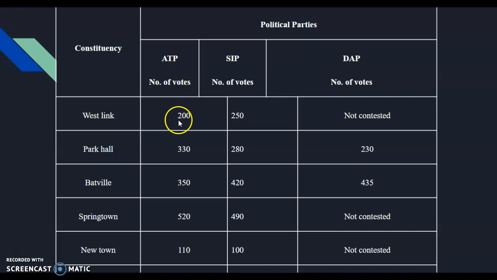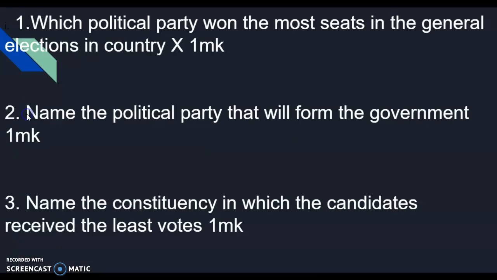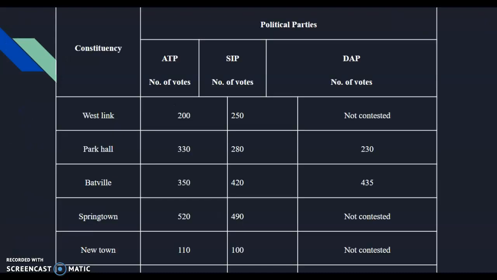Now, even though ATP won 3 seats, the total votes is saying 1,510. Sorry, let me go back. While for SIP, the total vote is saying 1,540. Now, for a first past the post system, we do not look at the votes to determine the winner. We look at the number of seats that are won. And ATP has 3 of 5 seats, therefore, they will form the government, even though the votes say 1,510 to SIP's 1,540. Now, this is a disadvantage of the first past the post system. It is saying that even though majority of the population voted for SIP, ATP is the winner of the election.